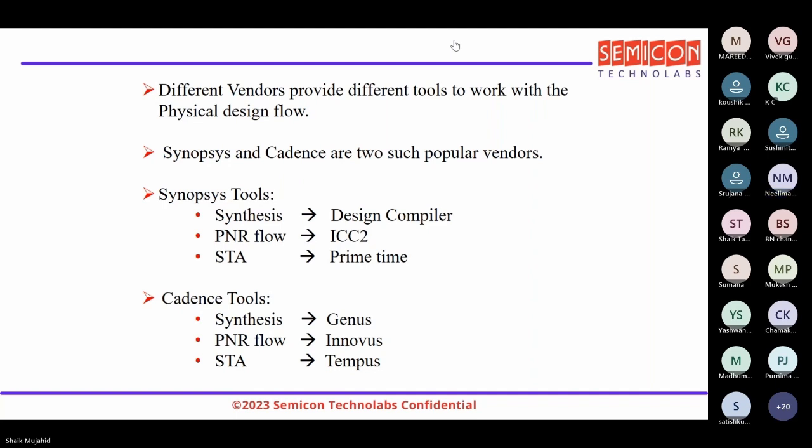Coming to Cadence, for synthesis, similarly we have two different companies, where Synopsys gives us DC. For Cadence we have Genus. For PNR, Synopsys has ICC2, and Cadence has Innovus. Someone was asking in the previous session what Innovus was. This is the name of the tool provided by Cadence. Then coming to timing, which is STA, PrimeTime is for Synopsys, and for Cadence we use Tempus.